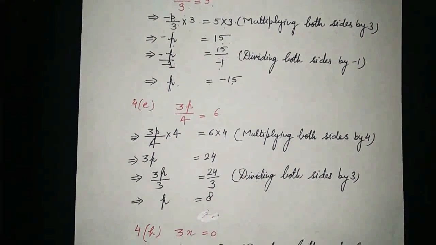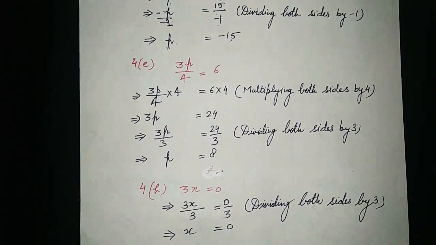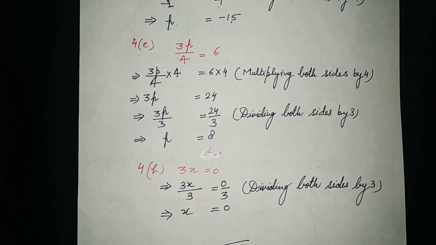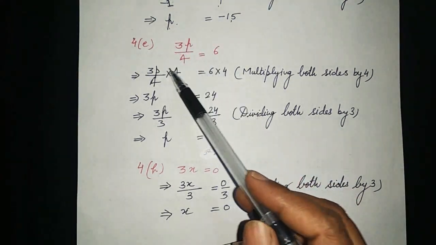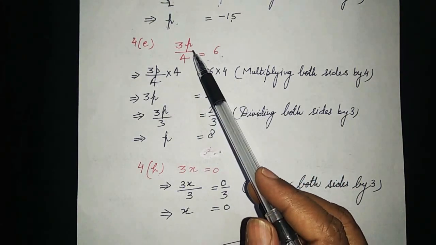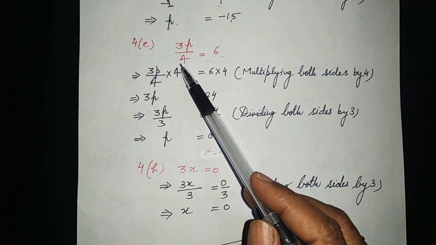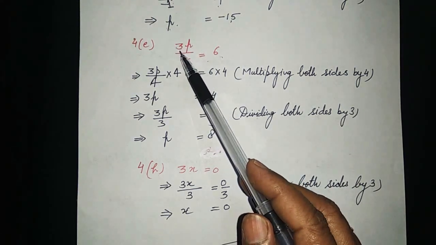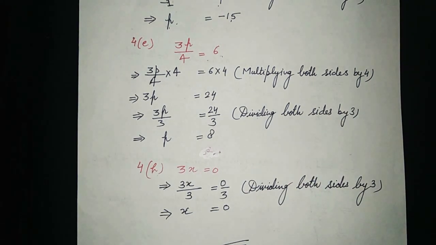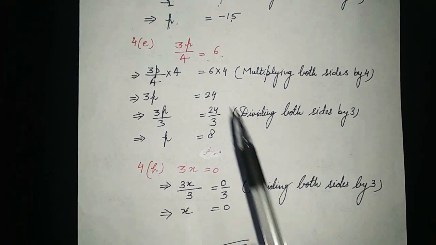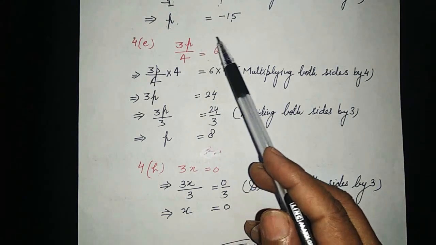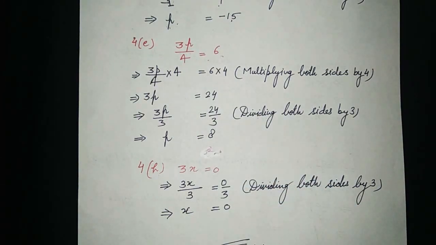Now, I will explain you E part of the question number 4. Here, equation is 3p upon 4 is equals to 6. And in this equation also you can see this 4 is in division and this 3 is in multiplication. So first, what we will separate? We will separate here 4. To separate it, what we will do? We will multiply both the sides by 4.